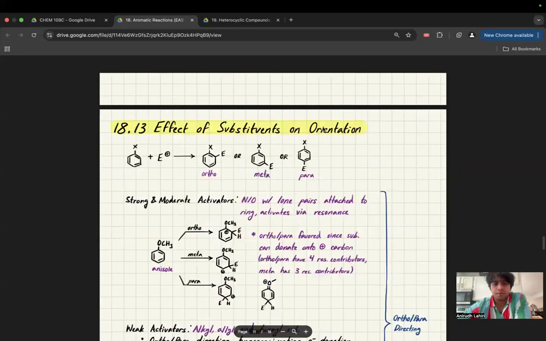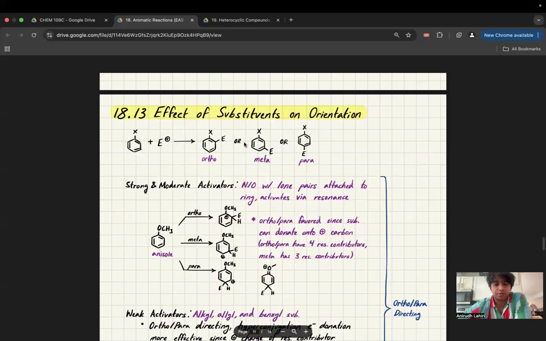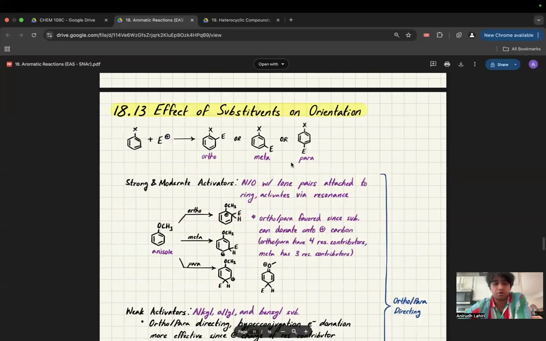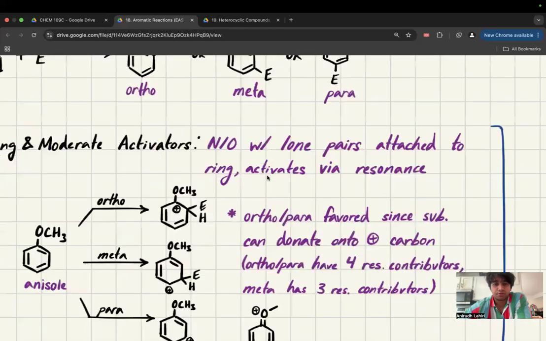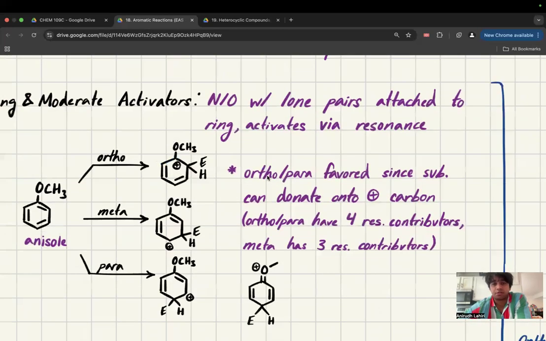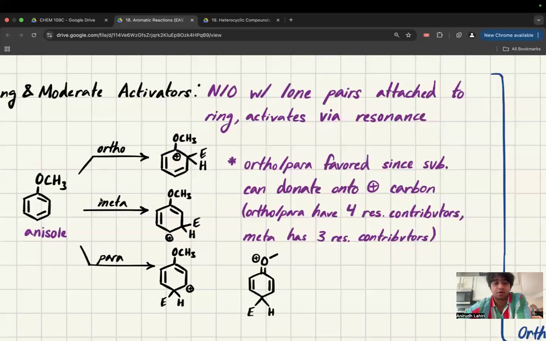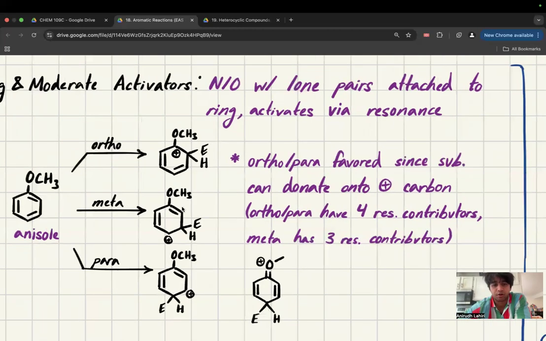Okay. Effects of substituents on orientation. So ortho, meta, para. So strong and moderate activators, so this is nitrogen and oxygen with lone pairs attached to the ring, will activate via resonance. So ortho and para are favored because of the substitution effect of donation onto the plus carbon. Ortho and para have four resonance contributors, and meta only has three resonance contributors. So when we talk about strength, stability, and all of that, the more resonance contributors we have, the more stable we are, right?